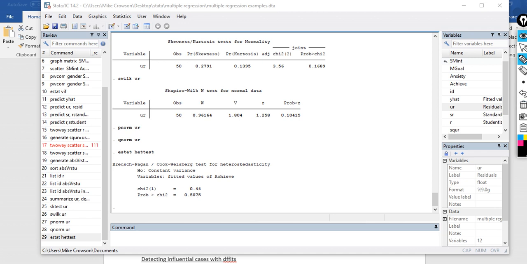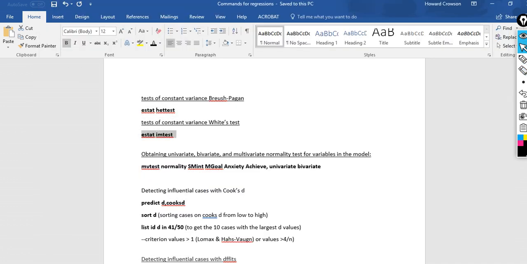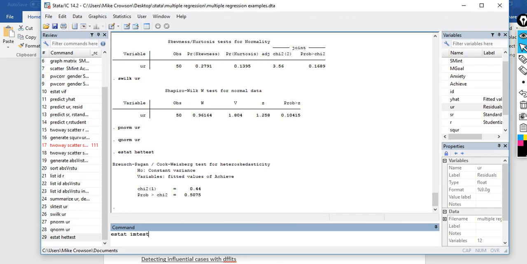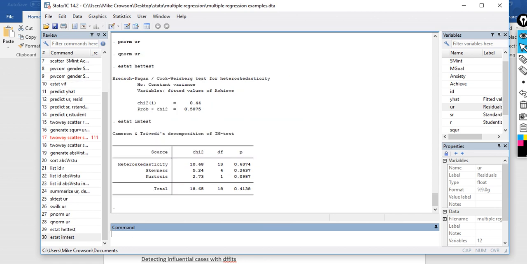Another possibility is to use this other test. I mean, you can actually use both of these. And I'm just going to copy and paste in here the IM test. And here you can see we have looking at heteroskedasticity, and we can see if we have statistical significance, and obviously that's not significant either. So really both of our test results are suggesting that the constant variance assumption appears to be met, and they're very much consistent with what we saw with the residuals plot.